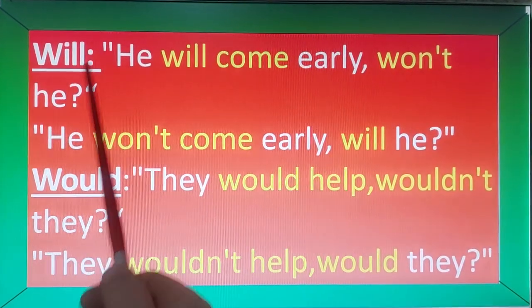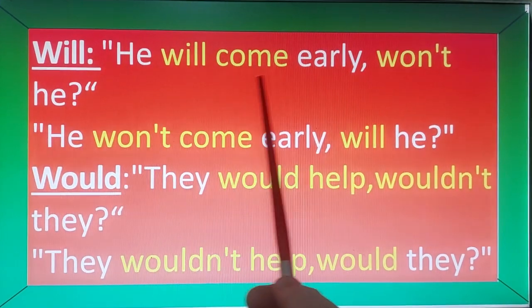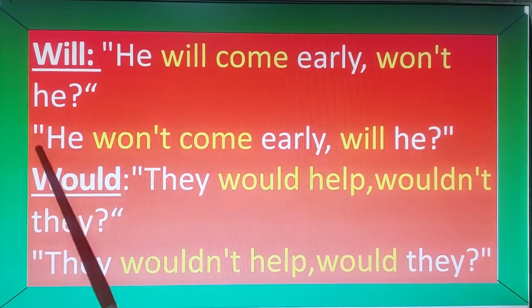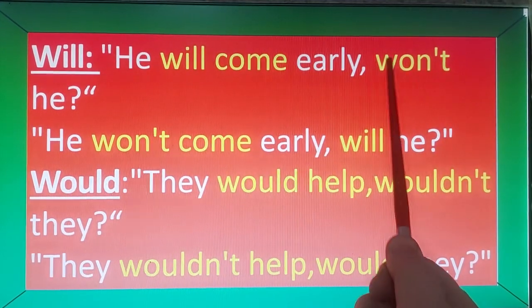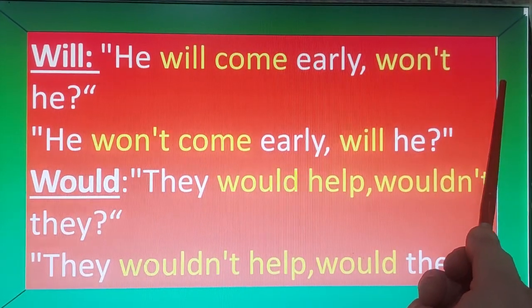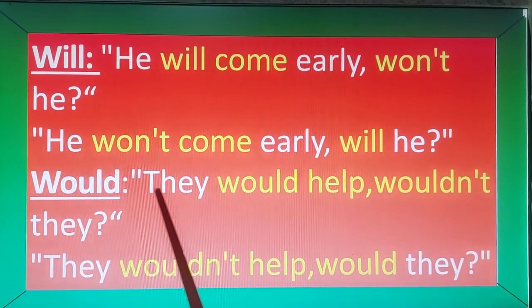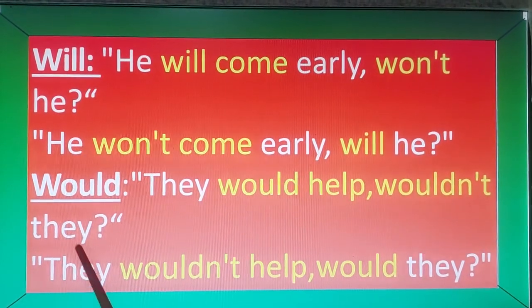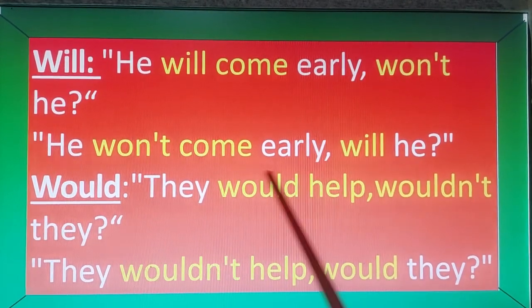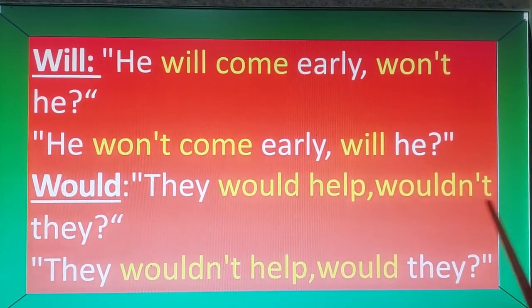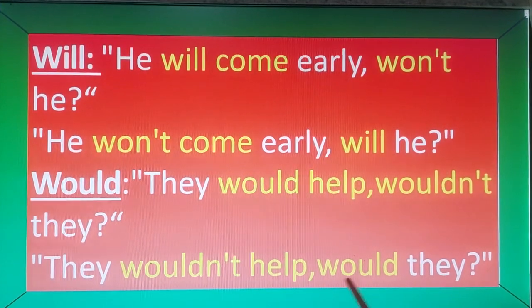The same for will and would. He will come early, won't he? He won't come early, will he? Won't is will plus not. Would now. They would help, wouldn't they? They wouldn't help, would they? Positive, negative. Negative, positive.